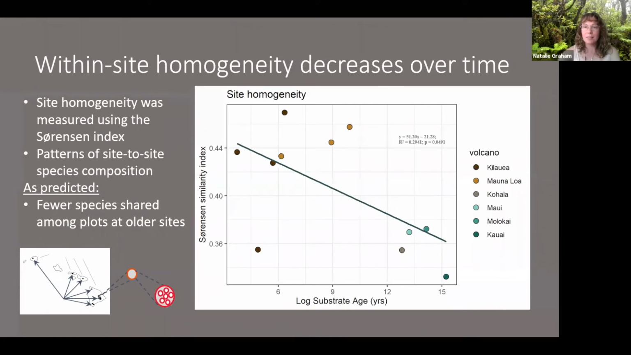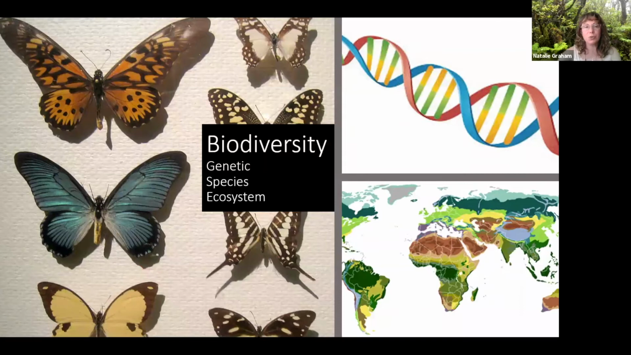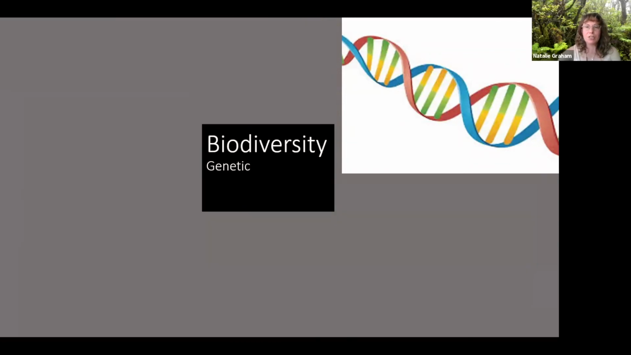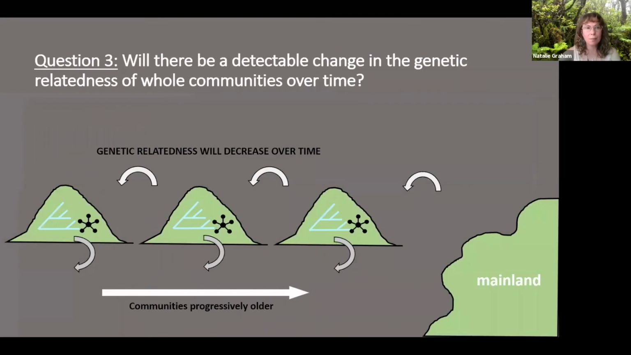And so now we're going to switch to thinking about diversity at the genetic level. And so the next question, our third question, is: will there be a detectable change in the genetic relatedness of whole communities over time? And what my hypothesis was is that genetic relatedness would decrease over time.